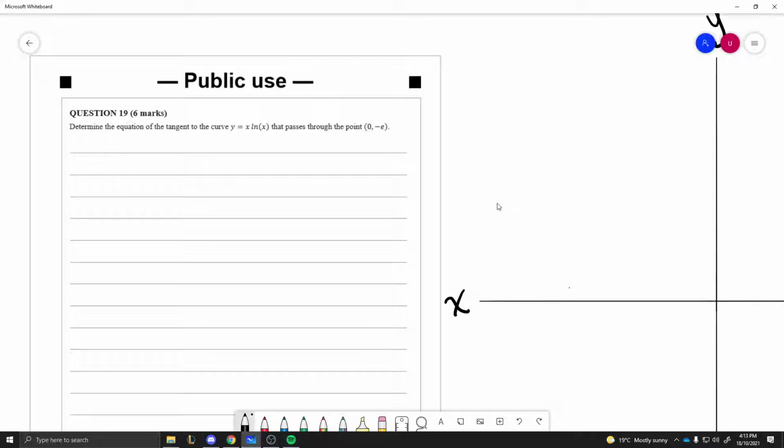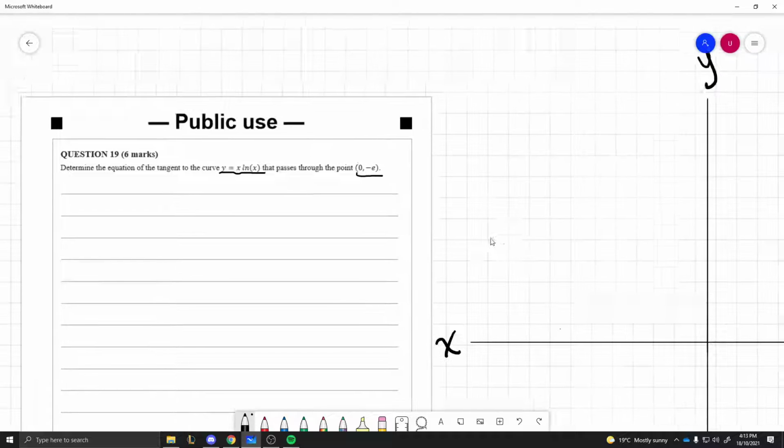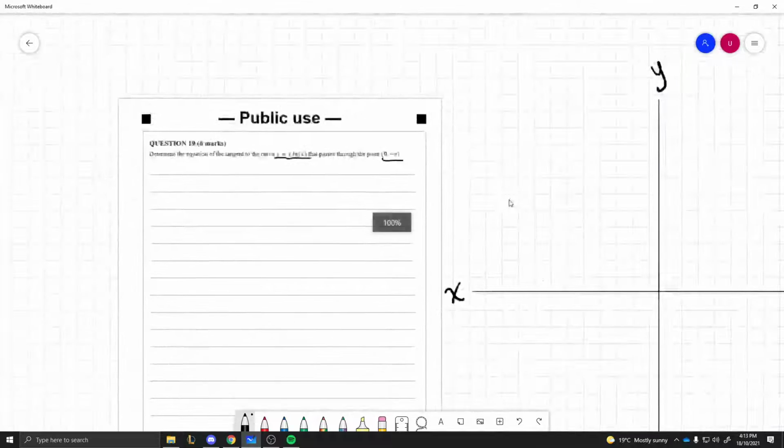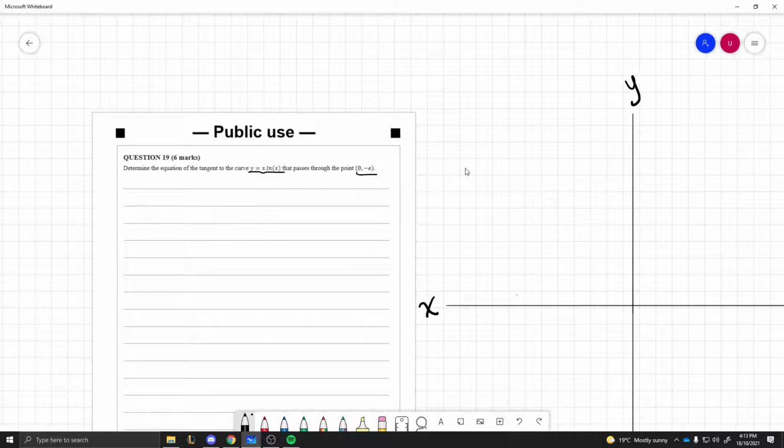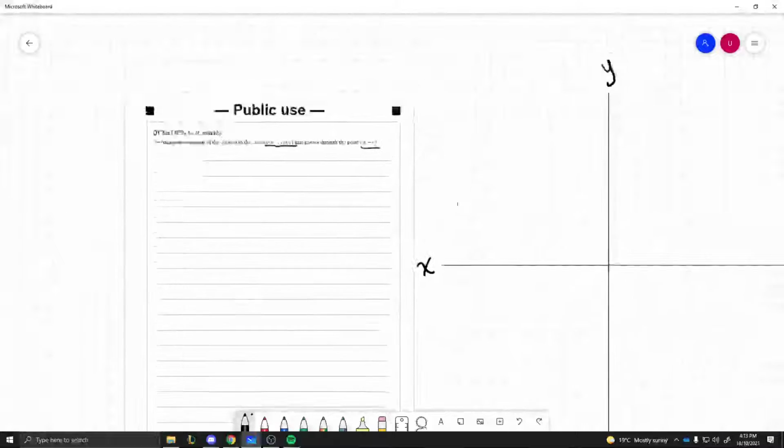Hello, so in solving this question, determine the equation for the tangent to the curve y equals x ln x that passes through the point (0, -e). Probably one of the hardest questions I've seen in an exam paper. It's not a long question, just one that's a bit hard to grasp.